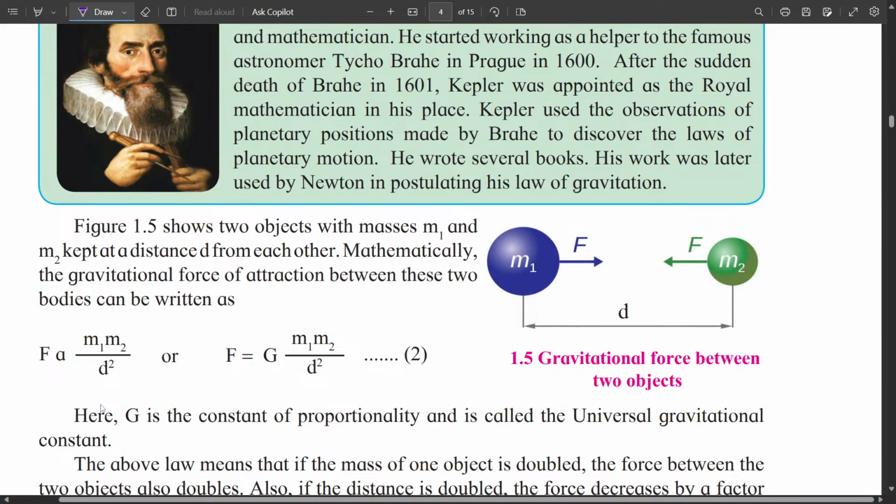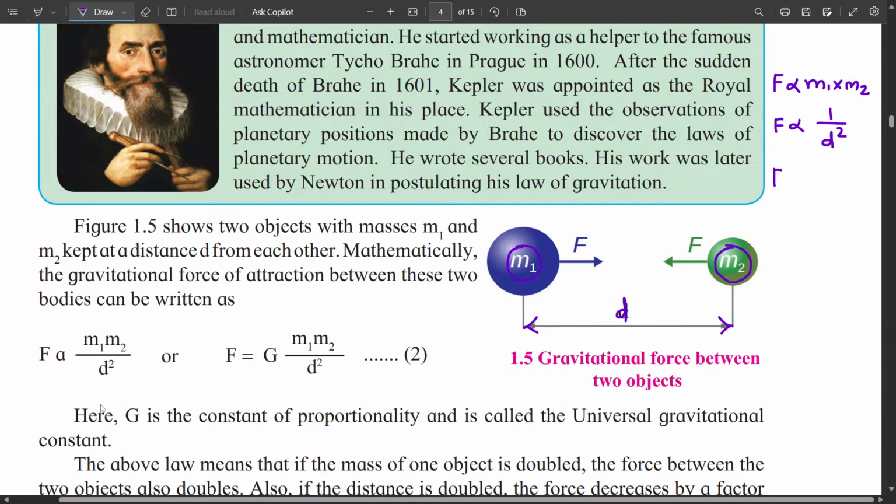Figure 1.45 shows two objects, two masses M1 and M2, kept at a distance d from each other. Then the law says that the gravitational force of attraction between these two objects is proportional to the product of masses, that is, proportional to m1 multiplied by m2. And the second statement tells us that this force is inversely proportional to the square of the distance between them.